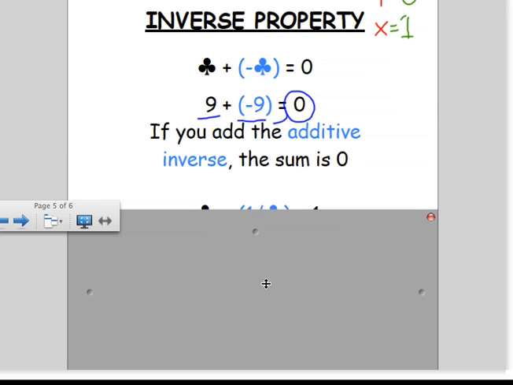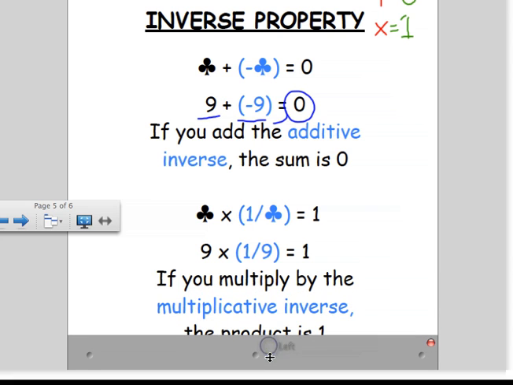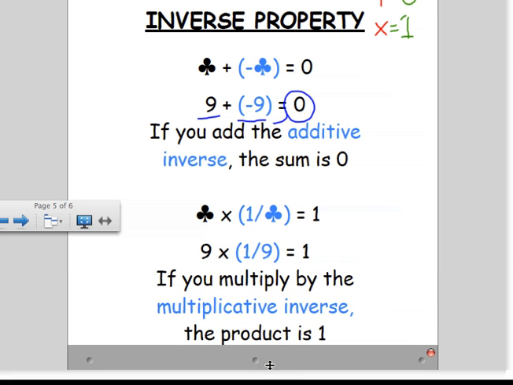If you look at the multiplicative identity, or excuse me, multiplicative inverse, if you take a number like 9 and multiply times 1/9, it gets you 1, which is the multiplicative identity. So you're doing, in the case of addition, you're adding the opposite to get the identity. In the case of multiplication, you're multiplying by the reciprocal to get the identity.